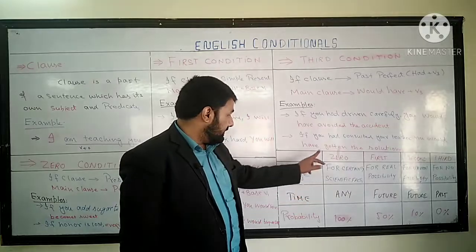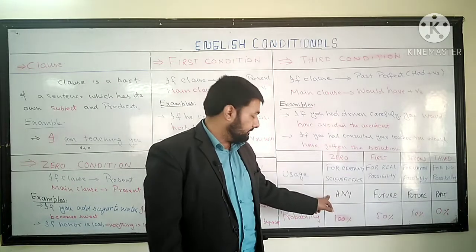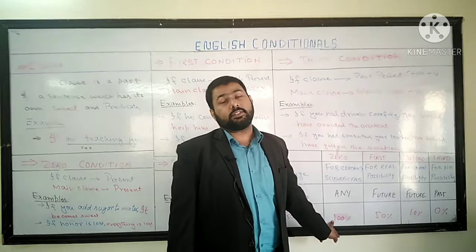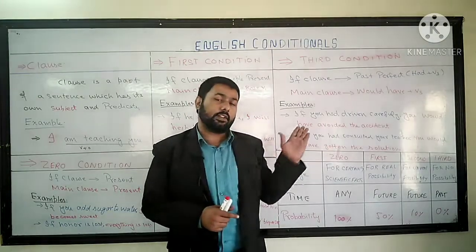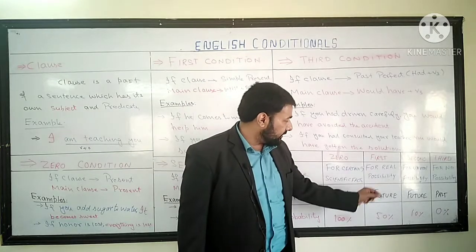Now, in zero condition, time can be any, it can be in present or in past. And the probability ratio is 100%. The 100% probability of the action presented in this category of conditionals is for sure. Now let's come towards the first condition.